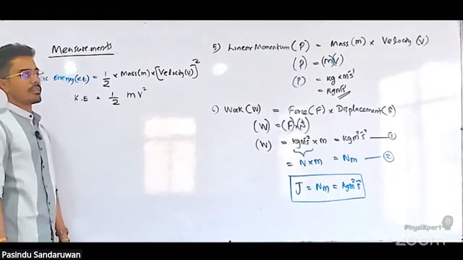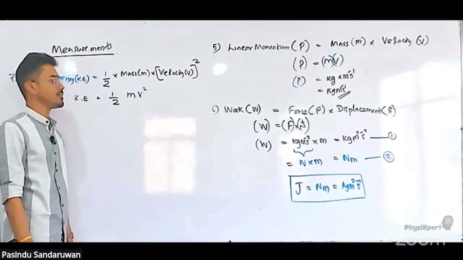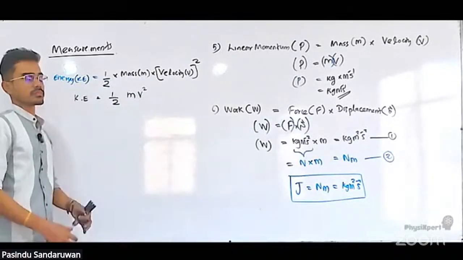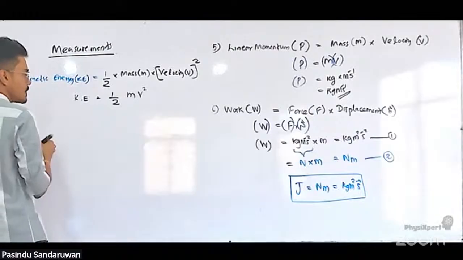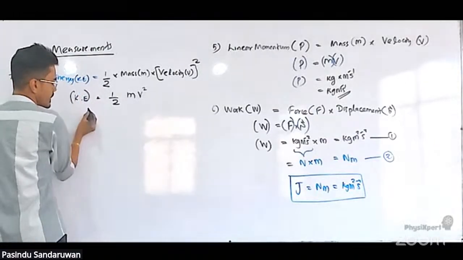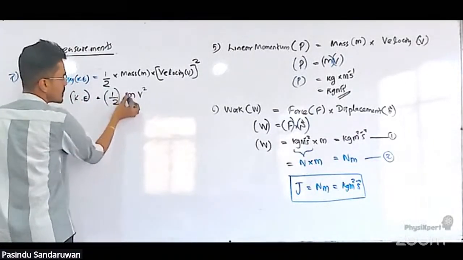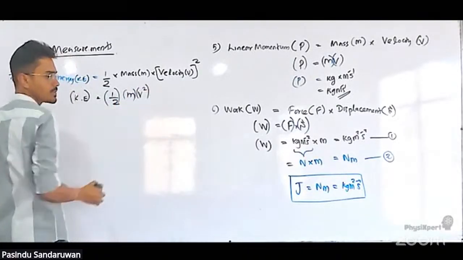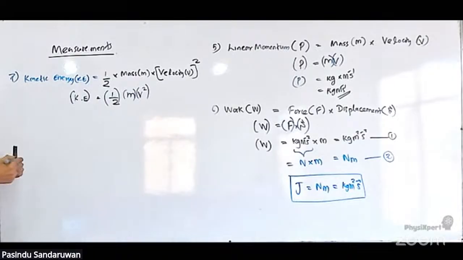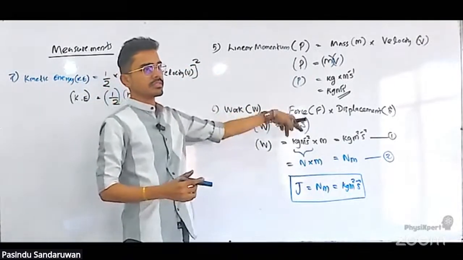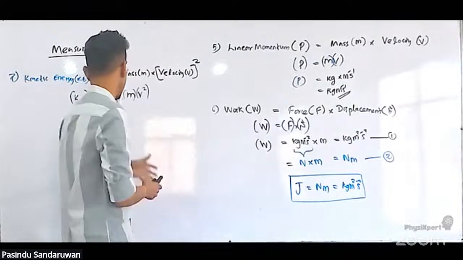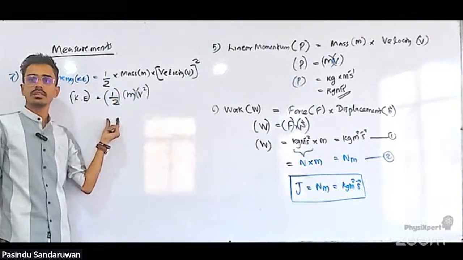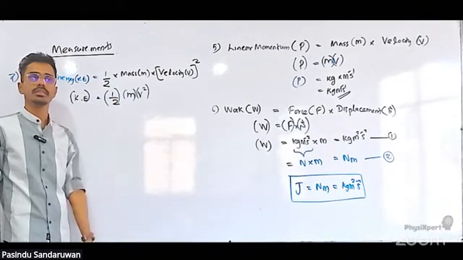What about half? What about this half? Now, if I apply parentheses, units of kinetic energy should be units of half into units of mass into units of v squared. That's the concept you have learned. It is derived using the equation. What about half? Half is a number.